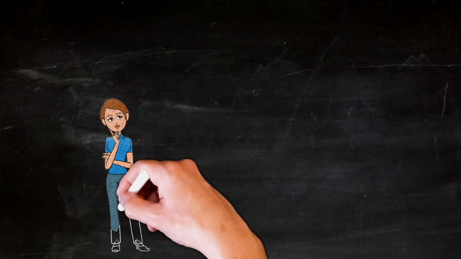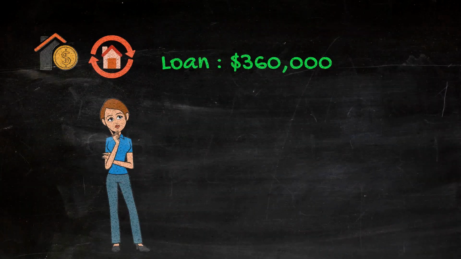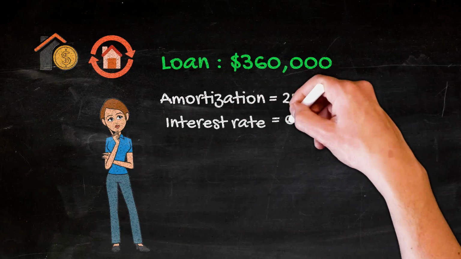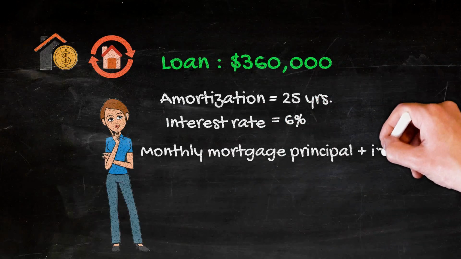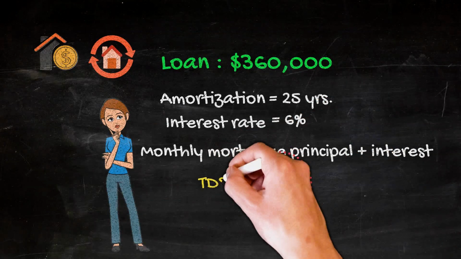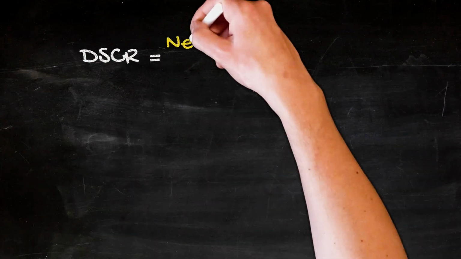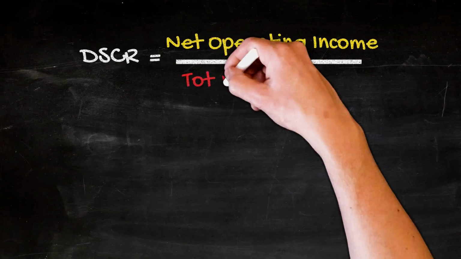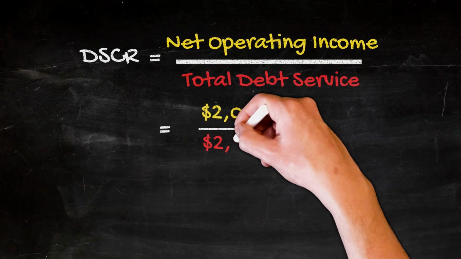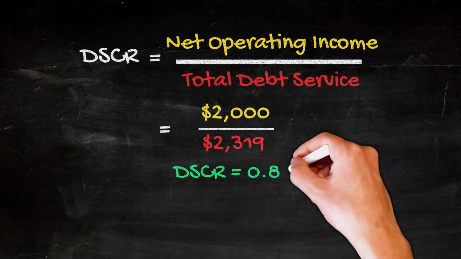Let's say you're looking to finance or refinance this property and need a $360,000 loan. At a 25-year amortization and a 6% interest rate, your monthly mortgage principal and interest would come to $2,319. This would be your TDS in this example. Applying the DSCR formula, we would divide the monthly NOI by the monthly TDS, which is $2,000 divided by $2,319, resulting in a DSCR of 0.86.